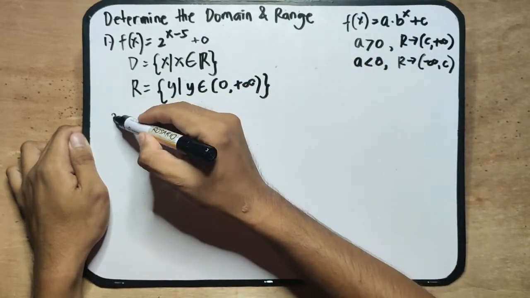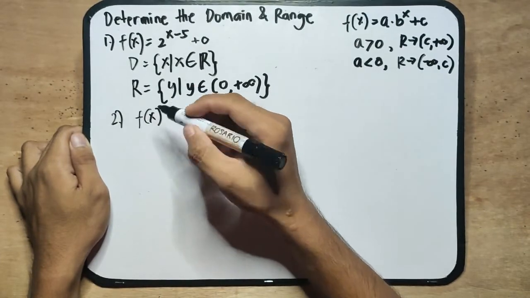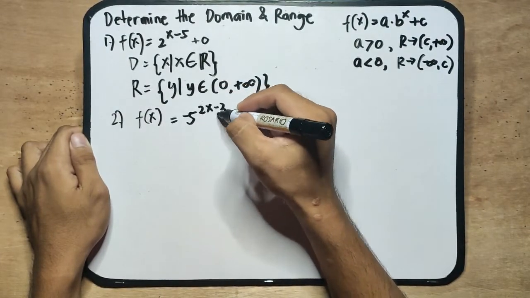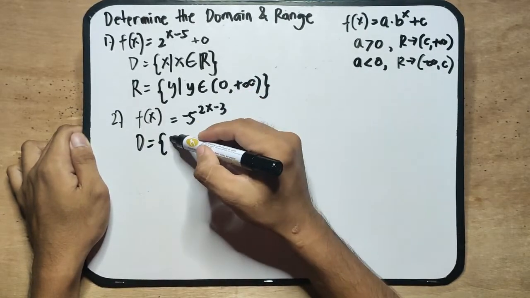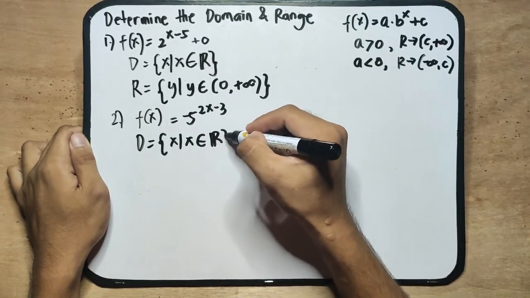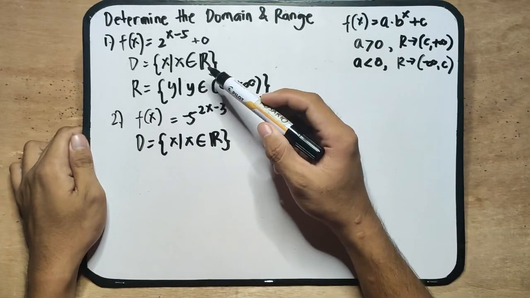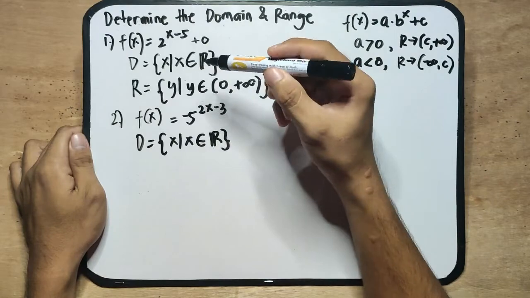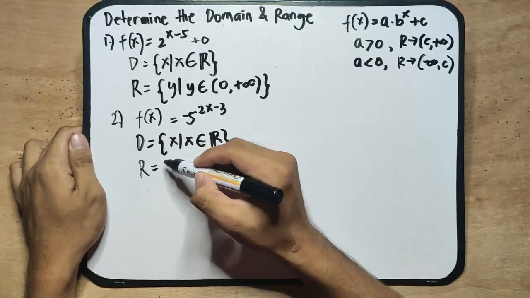Understood? For the second item, we have f of x is equal to negative 5 raised to 2x minus 3. So again, ang domain ng lahat ng exponential function ay set of all x's such that x is an element of real numbers. So bakit set of real numbers? Kasi lahat ng values ng real numbers pwedeng i-substitute sa variable x. Wala siyang restriction.